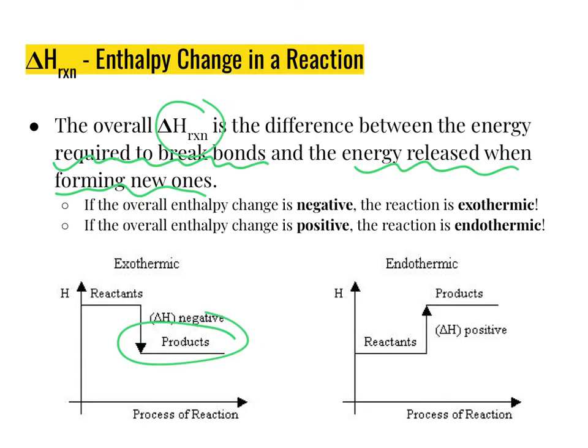On the endothermic side, the products are higher, the delta H is positive, because the particles in that case required more energy to actually perhaps break the bonds than the bonds that were reformed afterwards once the particles came together.